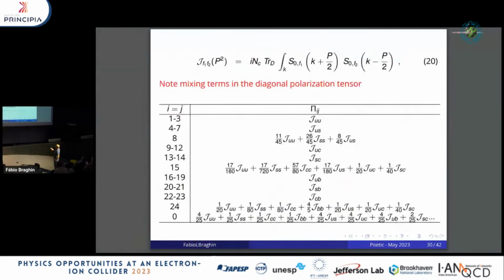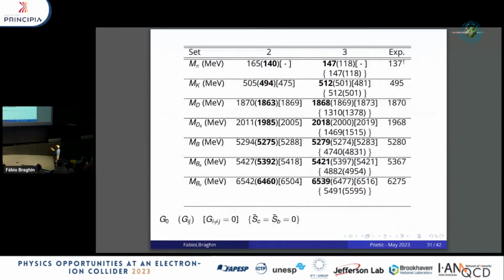So let me show the results. We have 2 sets of parameters, 2 and 3, and the experimental values of these masses. These are 7 masses. 5 of them were taken to fit, and the other 2 are already predictions of the calculation. Here there are several types of calculations: with the standard non-Boolean but non-covariant cutoff, the flavor-dependent coupling constant, but neglecting mixed interactions, and also in the limit where we neglect the heavy quark condensates.